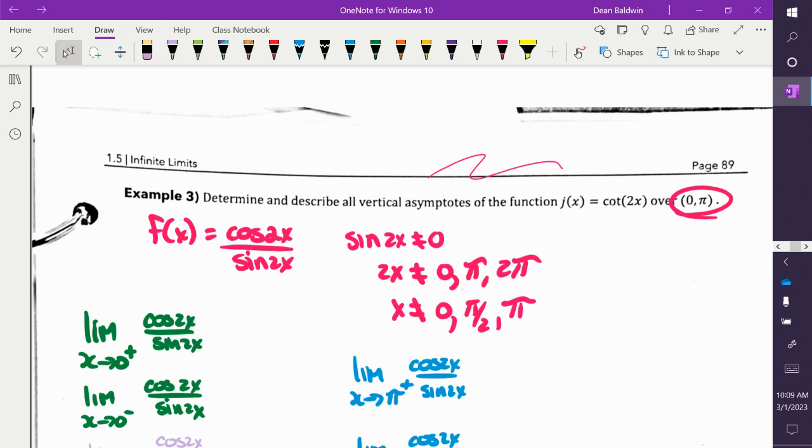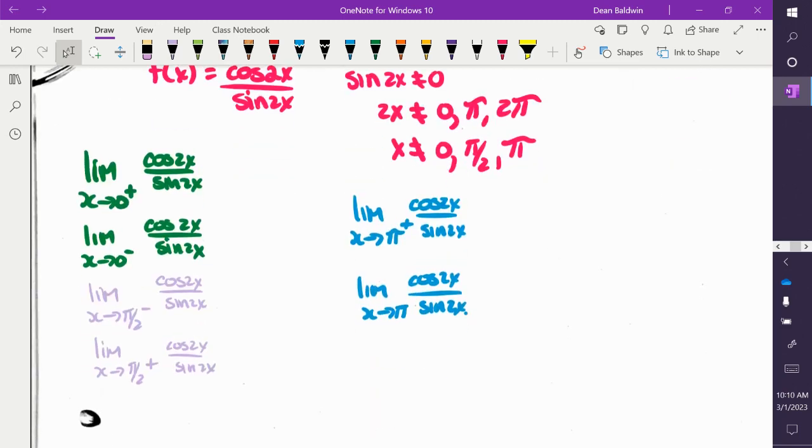And the pi is actually not included in our domain, so we could just do the middle one, but we're going to do all of them just because I think it's good practice. And you all have scared looks in your eyes right now.